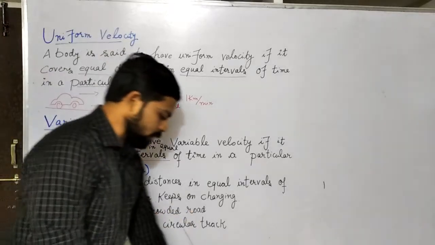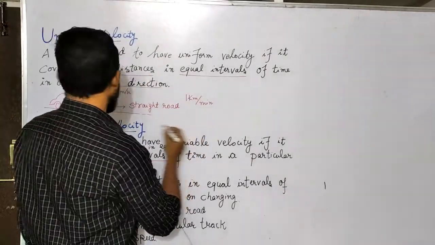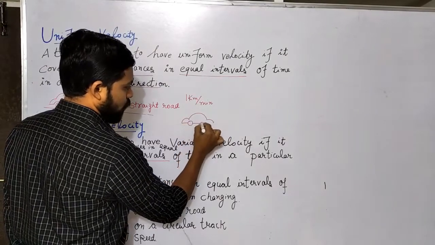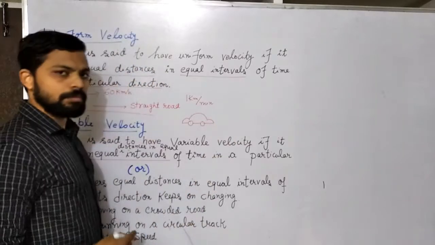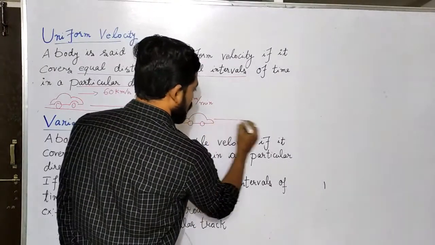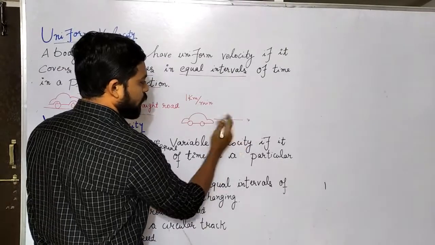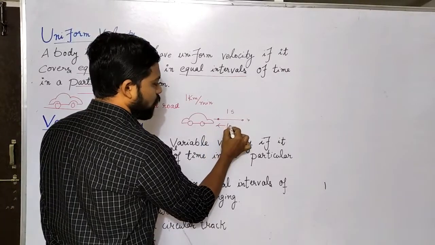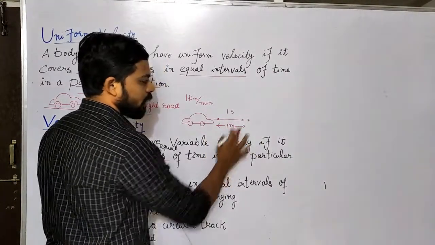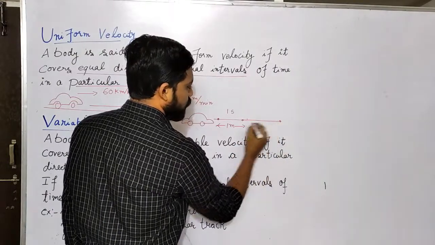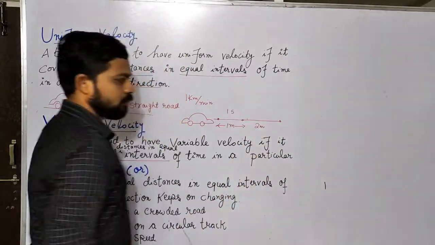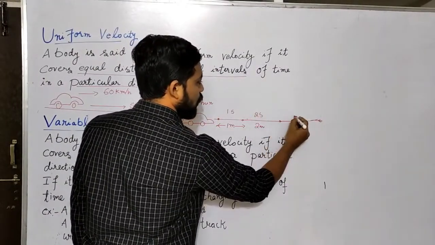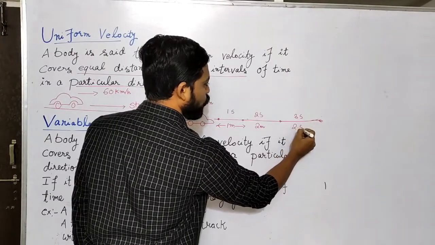Okay, I'll explain with an example. Let us say this is a car, and this car is traveling in a single direction. Let us say this is a time frame of 1 second. In the first second, it is traveling 1 meter. In the second second, it is traveling 2 meters. In the third second, it is traveling 2.5 meters.